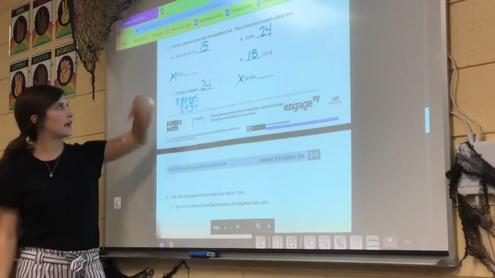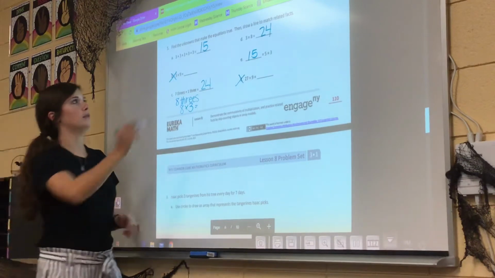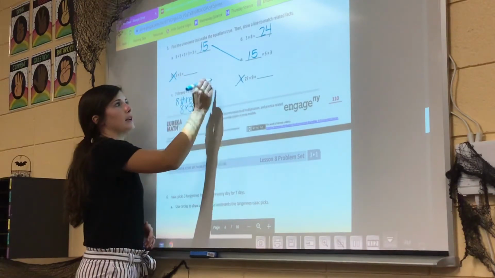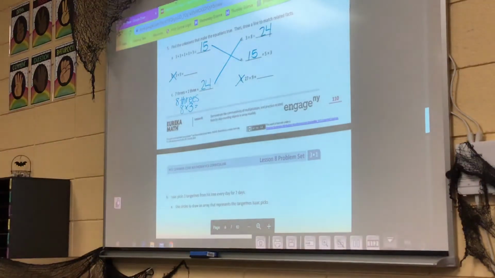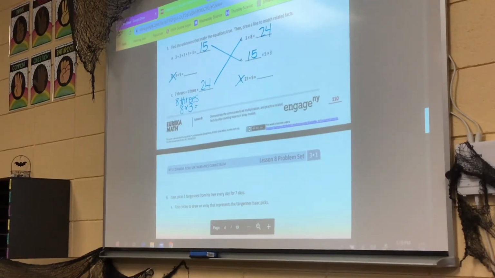It says draw a line to match related facts. Well, 15 and 15 are related, and 24 and 24 are related. They're the exact same thing. It's like crisscross. Easy peasy lemon squeezer.